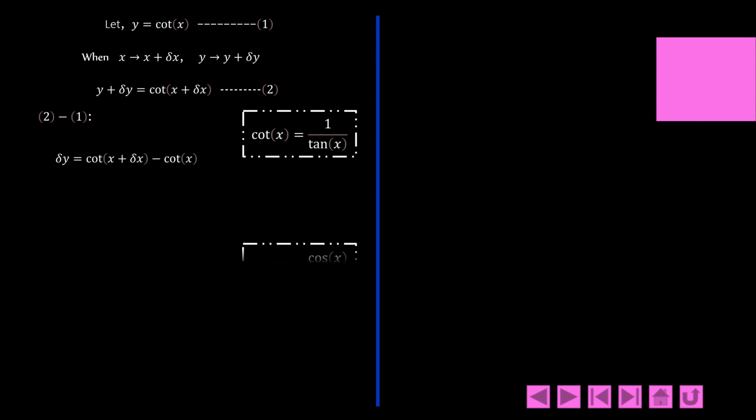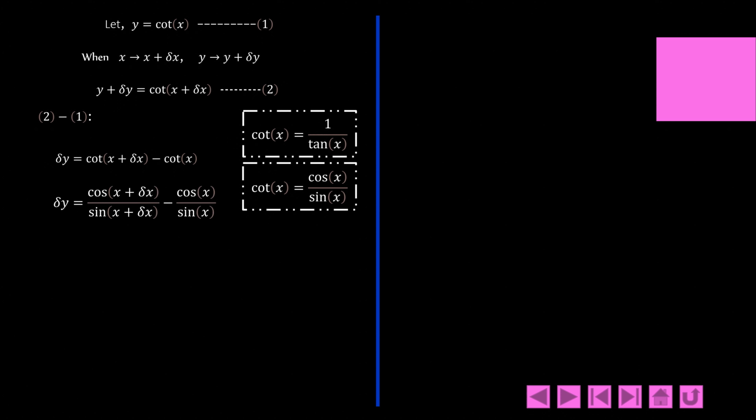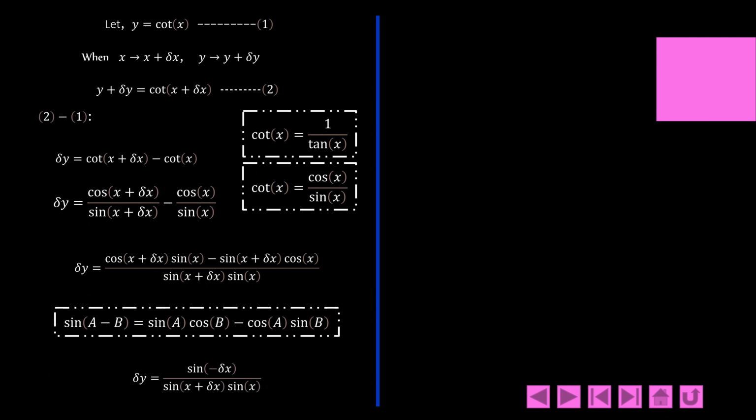To simplify this, we can express the cotangent functions in terms of cosine and sine. Cross-multiplying the terms gives us a common denominator and a single combined fraction. Take a look at the numerator. If we flip the order of terms mentally, it matches the expansion for the sine subtraction identity, sine of a minus b. Setting a as x and b as x plus delta x, our entire numerator beautifully reduces to just sine of minus delta x.